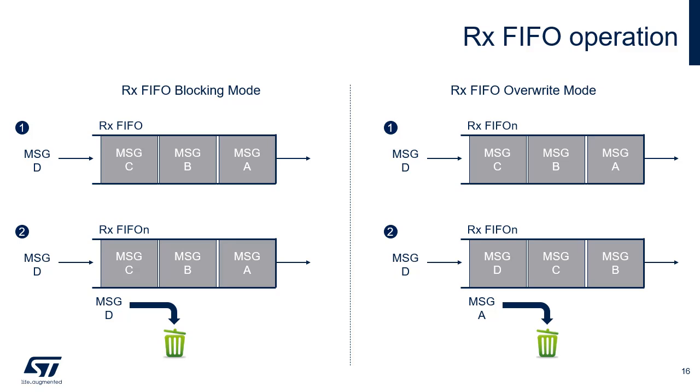In contrast, RX FIFO overwrite mode allows continuous message handling even when the FIFO is full. When a full condition occurs in this mode, the oldest message is discarded to make space for the next incoming message. Both the put and get indexes are incremented by 1 to reflect this update.